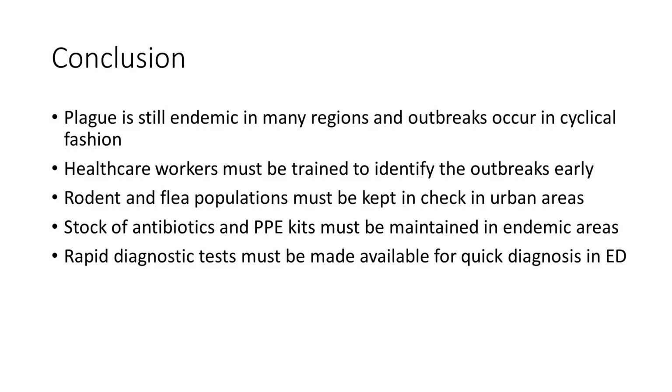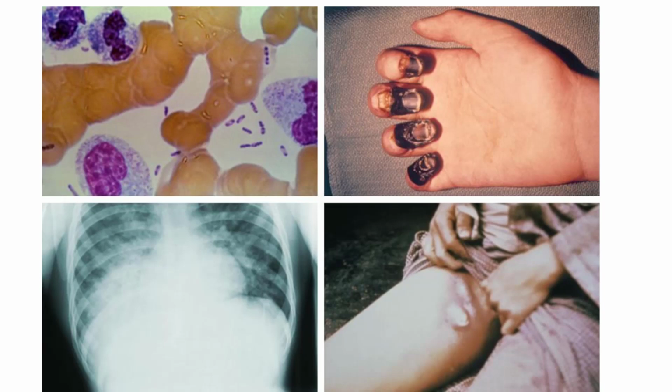Healthcare workers must be trained to identify the outbreaks early. Rodent and flea populations must be kept in check in urban areas. Stock of antibiotics and PPE kits must be maintained in endemic areas. Rapid diagnostic tests must be made available for quick diagnosis in ED. So, this was all about plague.